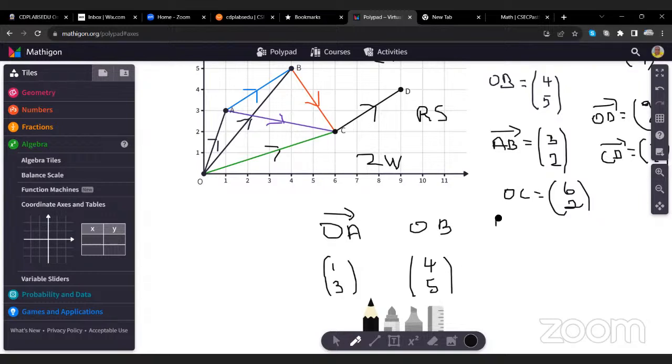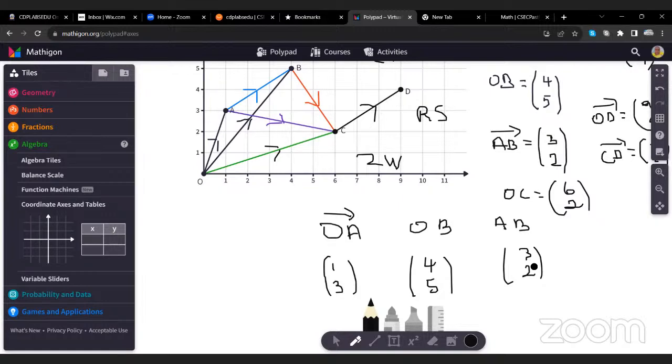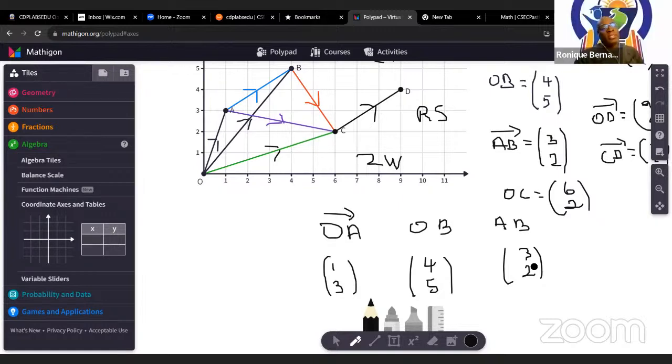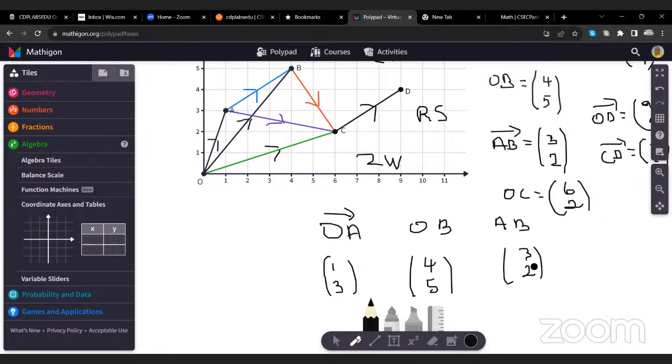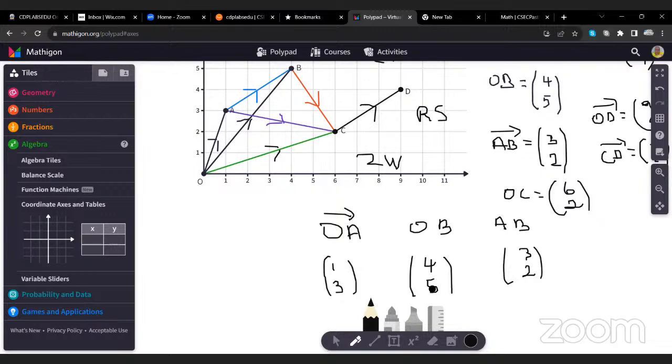And then we have AB, which is what? 3 over 2, right? So what do we do with the 1 and the 4 to get the 3? Take away them, yeah. Take away. What do we do with 3 and 5 to get 2? Take away. Good.